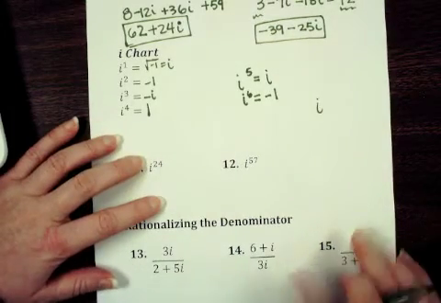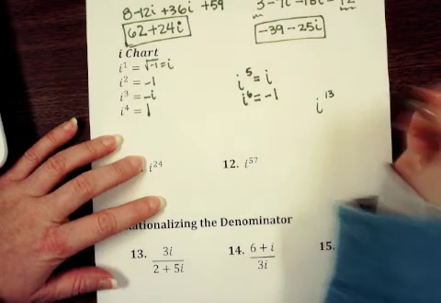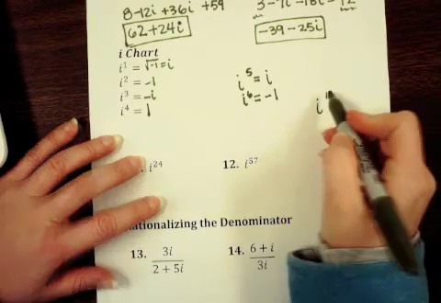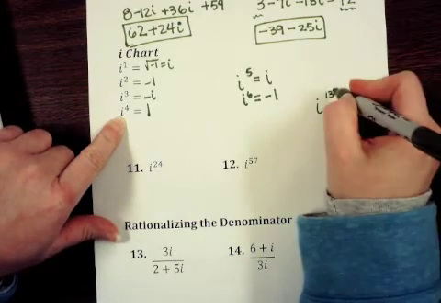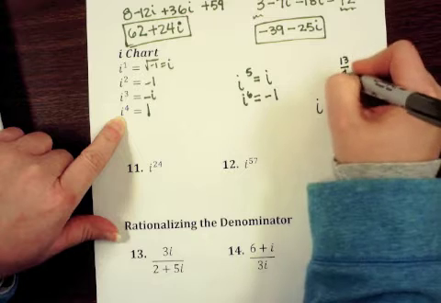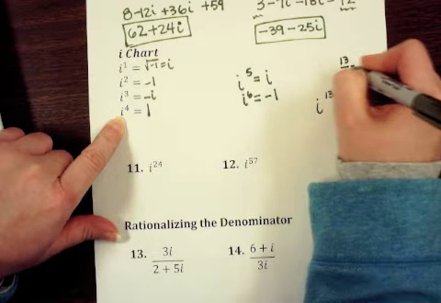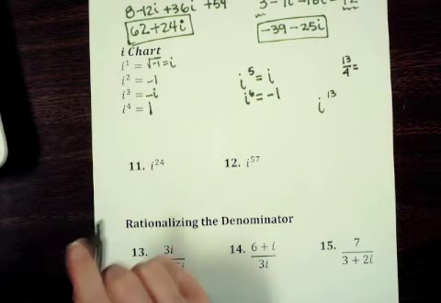So here's what I choose to do. Let's just say we wanted to know what i to the 13th is. What you're going to do, again, it cycles every 4 times. You're going to take the exponent, which is 13, and every 4 times it's going to cycle. And we want to know where it's going to land in the cycle.